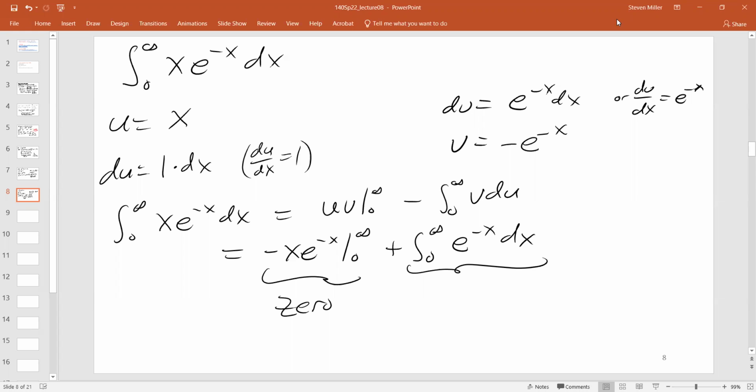Could e to the negative x be a real number? Let's start with that. Yes. Could it be negative? There's a comment from Zoomland that it's positive. e to the negative x is always going to be a positive number. It's 1 over e to the something. The exponential function is never negative.